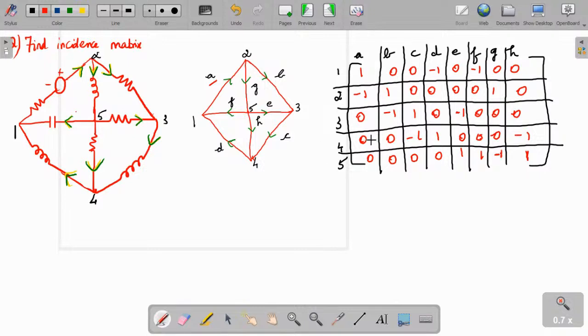Okay, so a property of the incidence matrix is that in any column you look at, the sum of the elements in a particular column will be equal to 0. Now if you take this column and check its sum, it will be equal to 0. Okay, this is a property of the incidence matrix. It will be the same for all columns. Sum of elements will be equal to 0. Okay, next question.